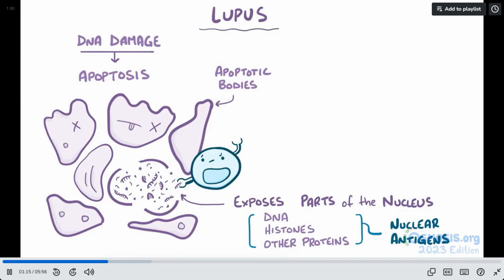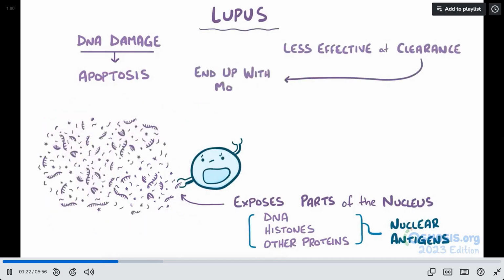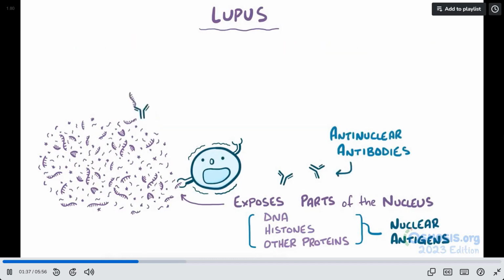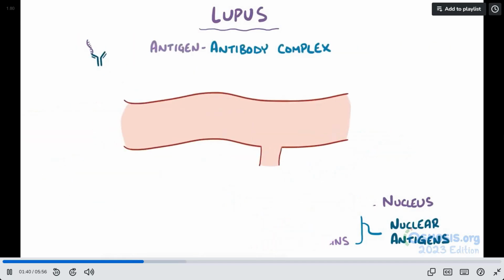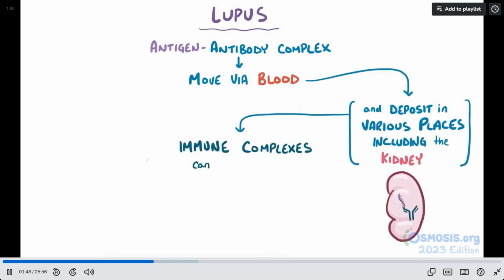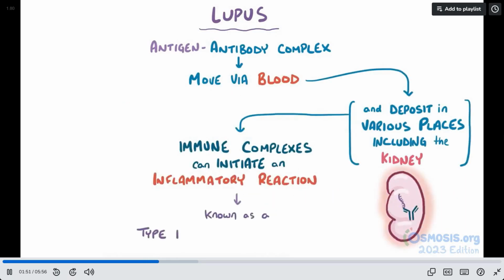Not only that, though, individuals with lupus have less effective clearance, essentially meaning they aren't as good at getting rid of these apoptotic bodies, and so they end up having more nuclear antigens floating around. So as a result of all this, these cells start producing antibodies against these pieces of nucleus, which are called anti-nuclear antibodies. These anti-nuclear antibodies bind to nuclear antigens, forming antigen-antibody complexes, which drift away in the blood and deposit in various places, including the kidneys. These immune complexes can then initiate an inflammatory reaction, which is known as a type 3 hypersensitivity reaction.